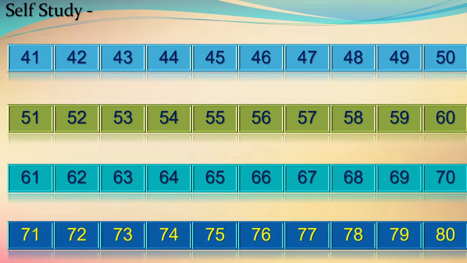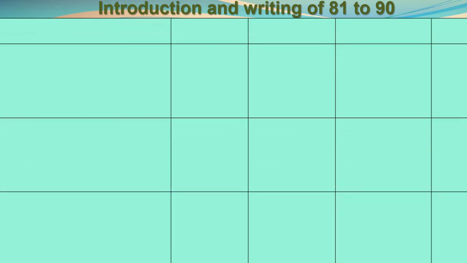Up to 80 we know the numbers. We have studied up to 80, right? How to write and how to read and how to write them in the form of tens and units. We know all these things, isn't it? So let us move to the introduction and writing of 81 to 90. You know the process. First we are going to make a table, isn't it?